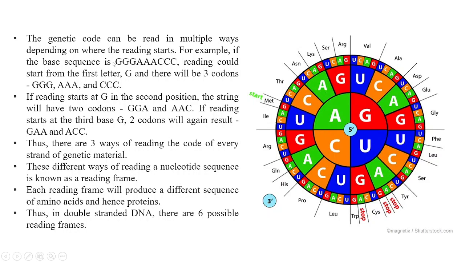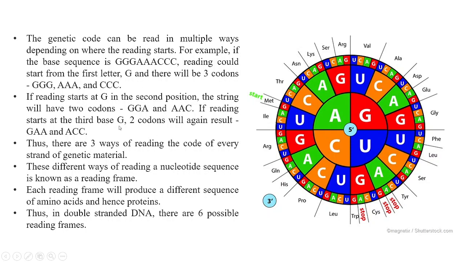For example, if the base sequence is GGG, AAA, CCC, and the reading starts from the first letter G, there will be 3 codons: GGG, AAA, CCC. Each 3-letter bunch is called a codon. The 3 G's will be a codon, the 3 A's a codon, and the 3 C's a codon. But if the reading starts at the second G, the string will have 2 codons: GGA, then AAC, and so on.